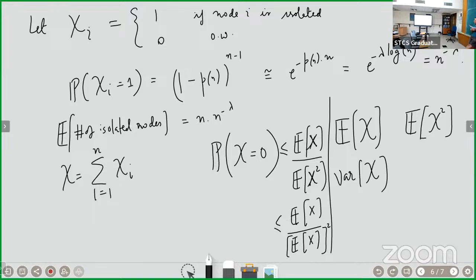n times n to the minus lambda. Right? Lambda is less than 1. So the expected number of isolated nodes will go to infinity. Now what is happening to the probability of chi equal to 0, or greater than 0, whatever complement you want? So if the probability of chi equal to 0 goes to 0, the probability of chi greater than 0 goes to 1. That's the event here.